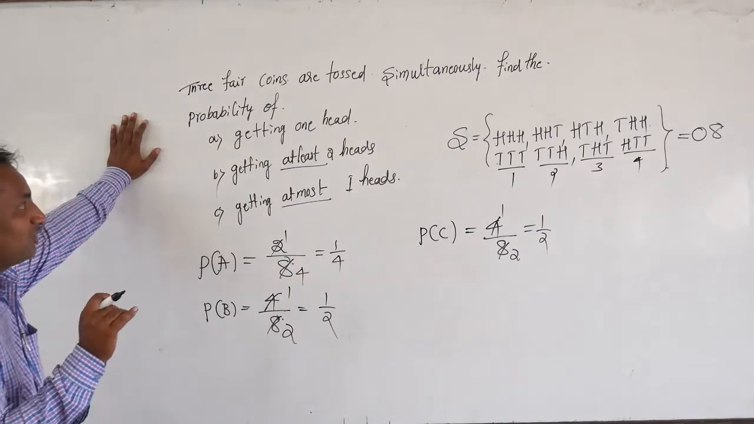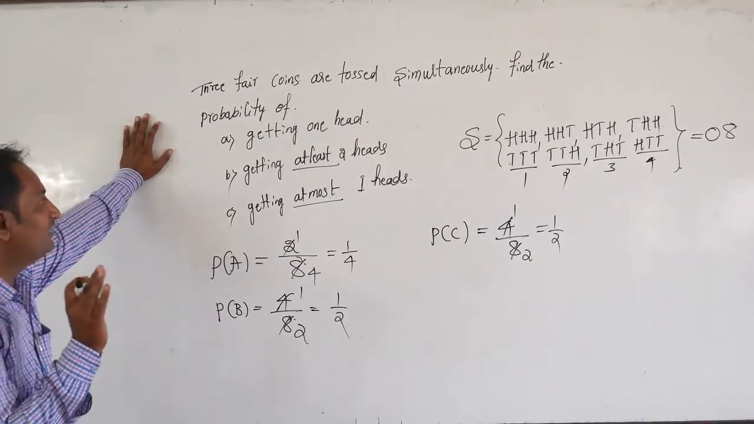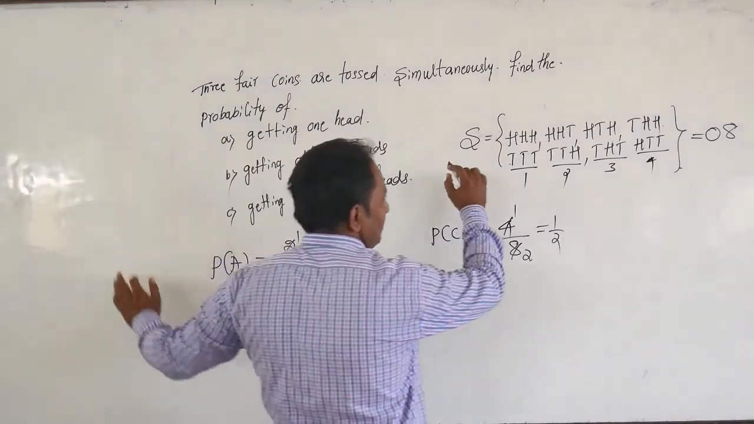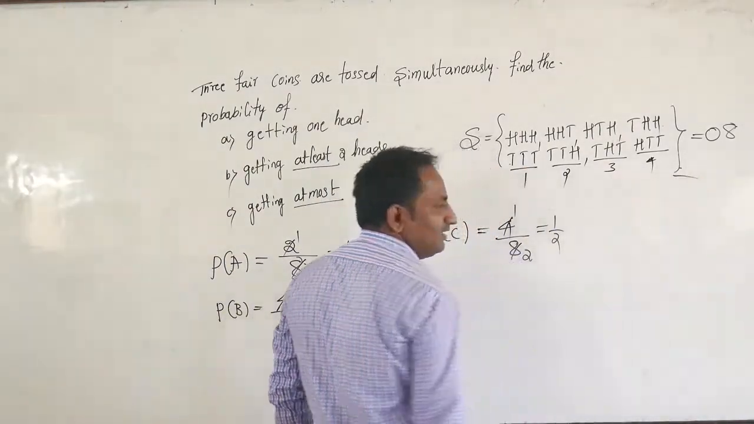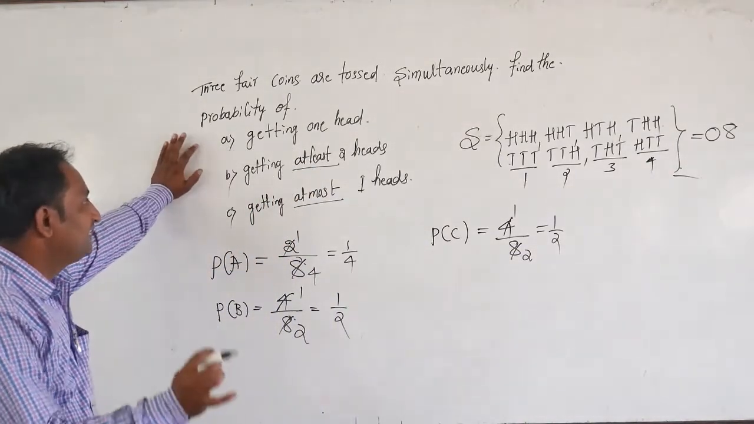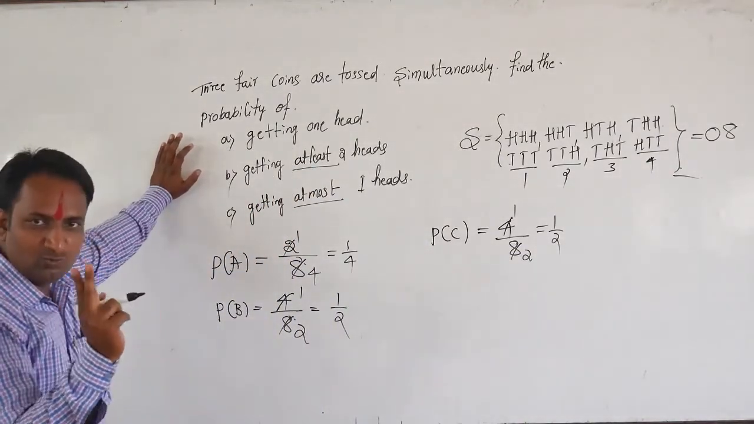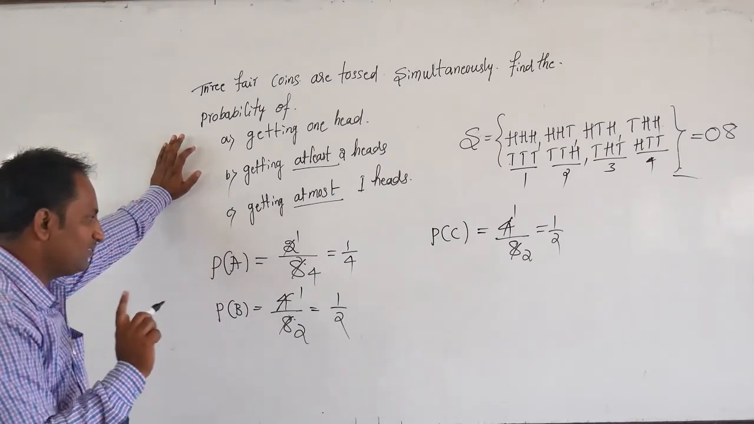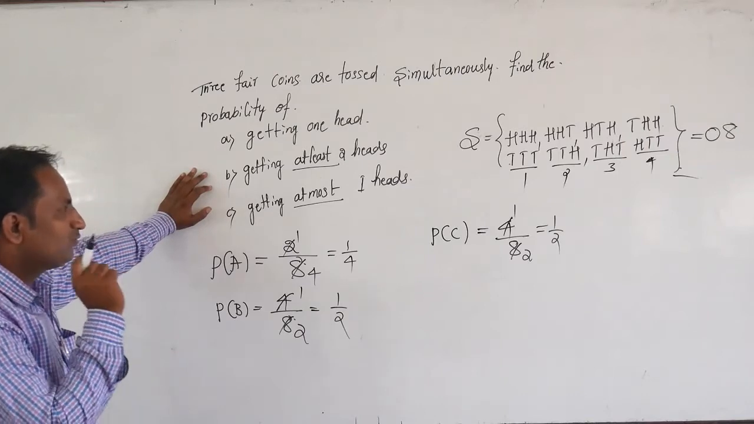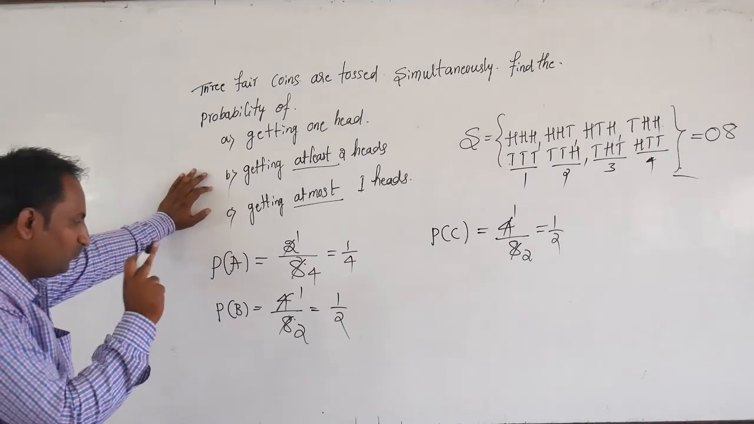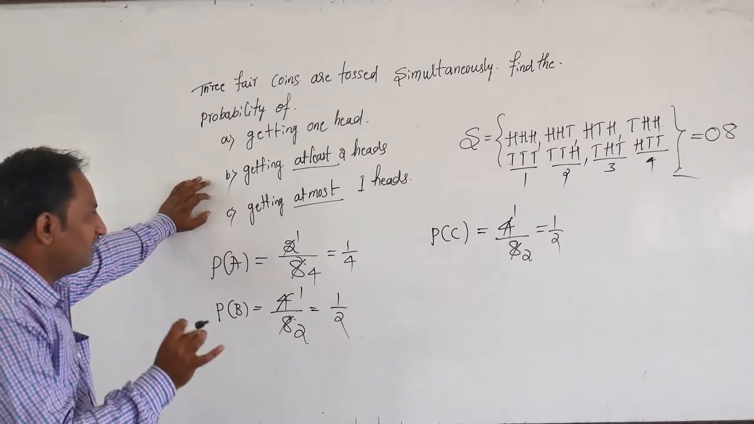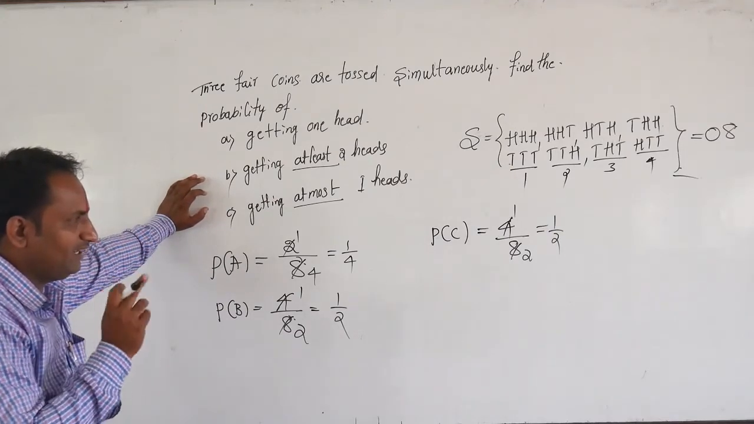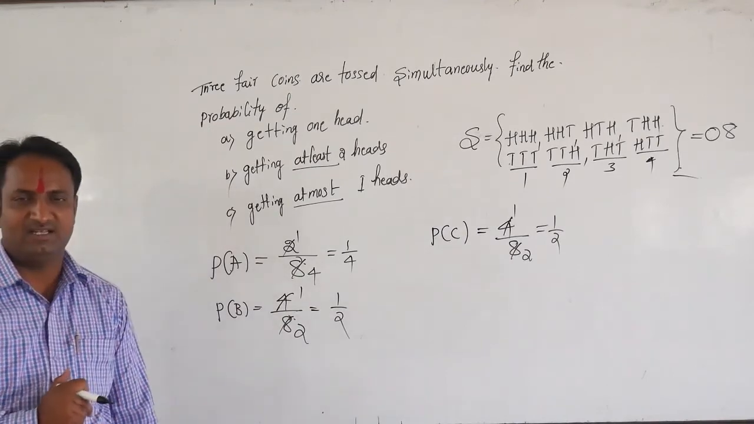Three fair coins are tossed simultaneously. We get a sample space of 8. Getting 1 head, there are 2 cases, so 2 divided by 8, our answer is 1 by 4. Getting at least 2 heads, there are 4 possibilities, 4 divided by 8. And getting at most 1 head, there are 4 possibilities, 4 divided by 8, 1 divided by 2 is our answer.